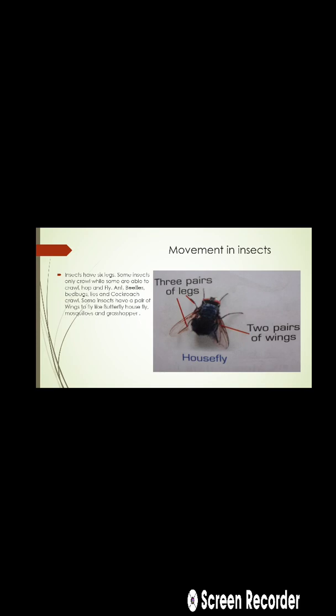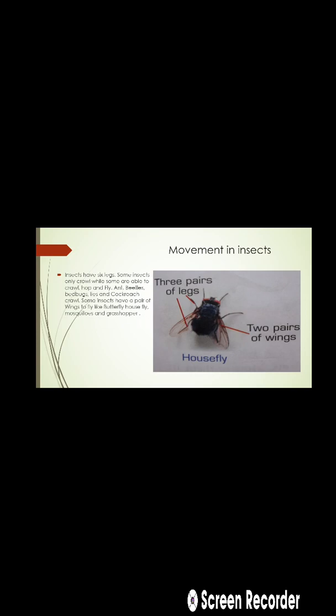Now, movement in insects. Insects like butterfly, housefly and mosquito have 3 pairs of legs and 1 or 2 pairs of wings. Both wings and legs are attached to the exoskeleton plates using muscles which help their wings in flapping movement while flying. What is exoskeleton? It is a hard outer covering for the body.